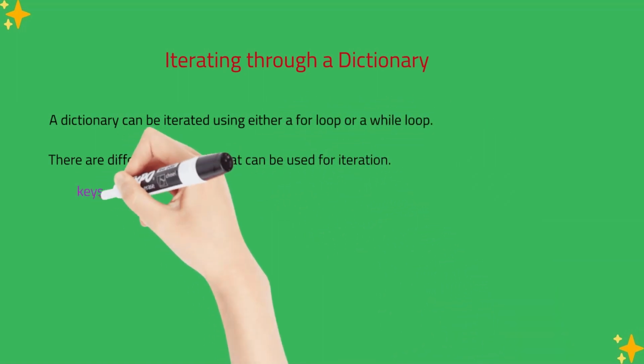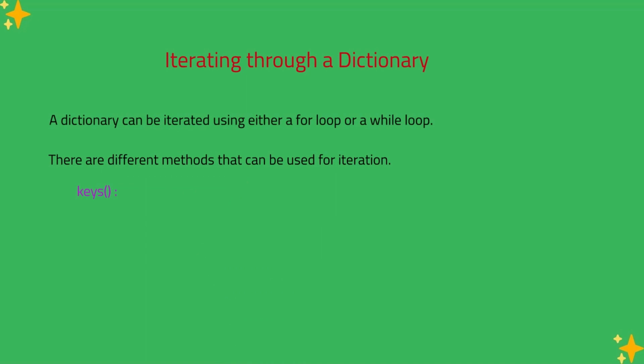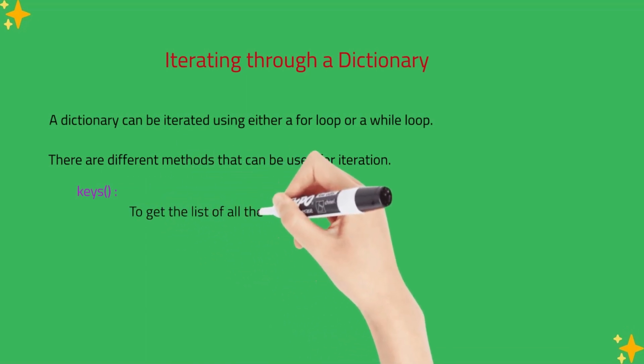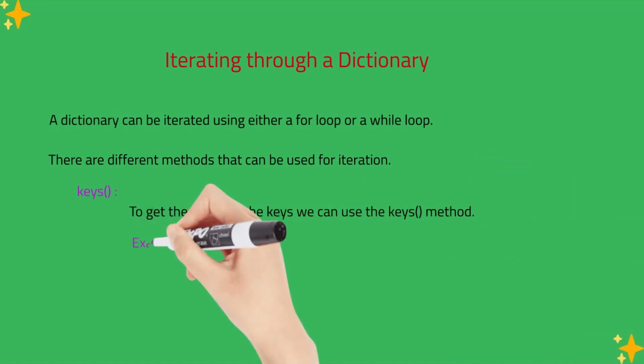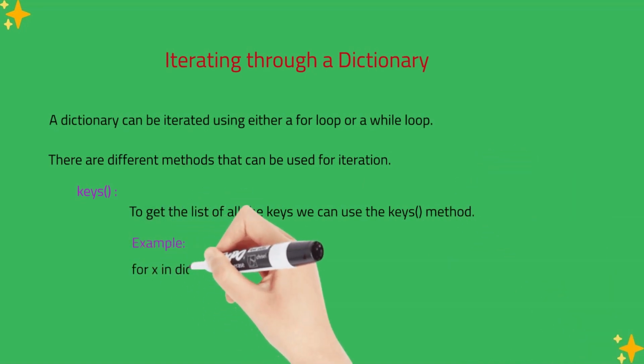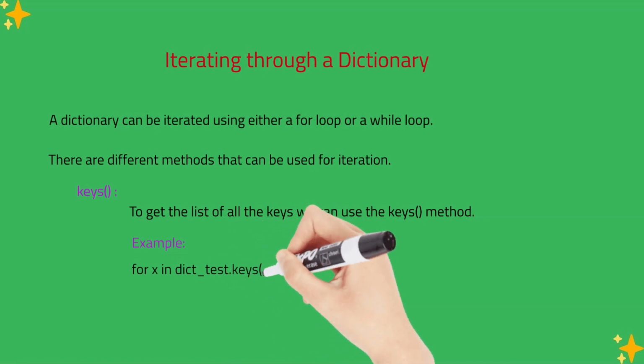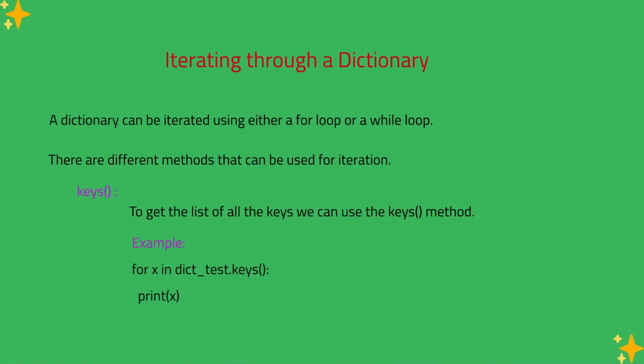First is the keys method. It is used to get the list of all the keys present in a dictionary. For example, for variable x in dictionary named dict_test.keys method followed by a colon. Then the print statement is used to print the key values one by one until the end of the loop.